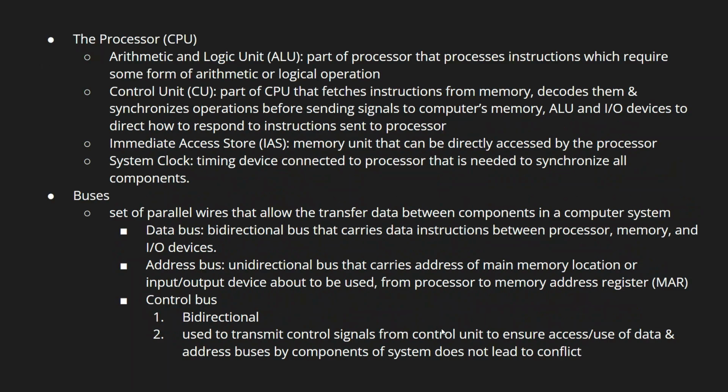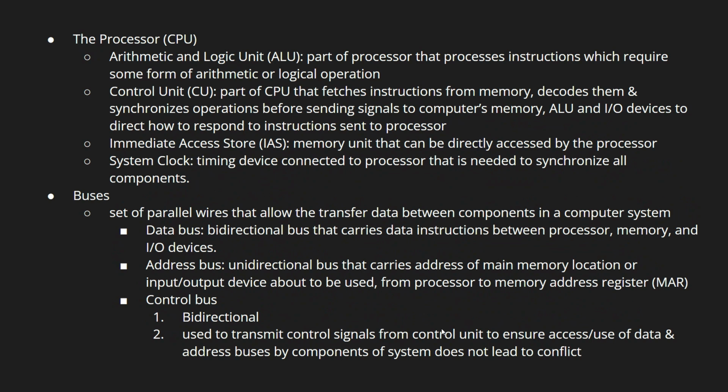The CPU first of all has the ALU, the control unit, the system clock, and the IAS. The most important one of these is the control unit. It is a three-point answer. It is the part of the CPU that fetches instructions from memory, decodes the instructions, and synchronizes operations. These are the three points that you need to learn.